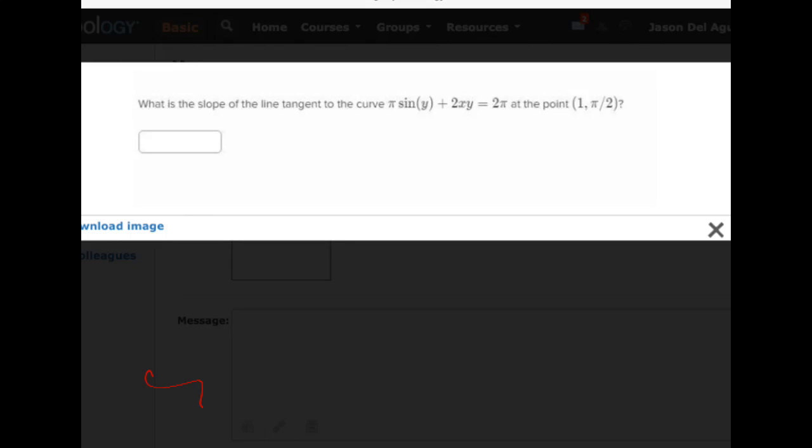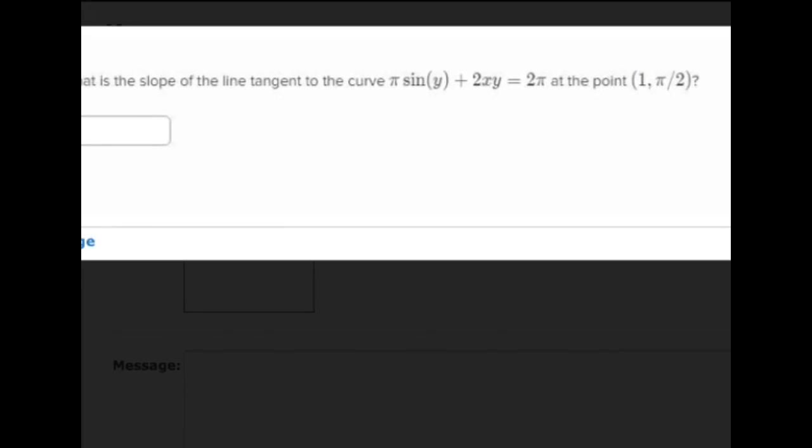What is the slope of the line tangent to the curve at the point (1, pi over 2)? So, what we're going to do is take the derivative of all of that, and then plug in 1 for x and pi over 2 for y. So what is the derivative of this?